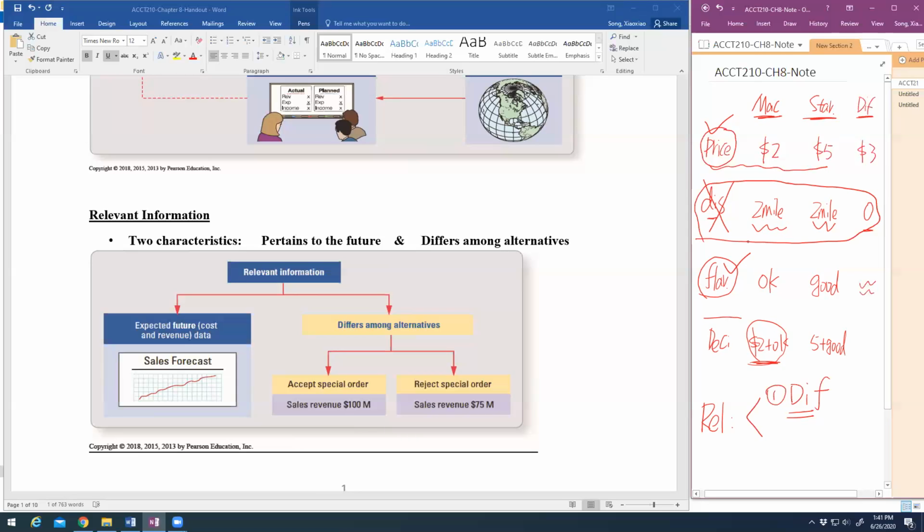If it's not relevant, we do not put it in our decision making. So relevant has to make a difference, and also happen in the future. Okay, so let's talk about happens in the future. We talked about makes a difference. What's the meaning of happens in the future?